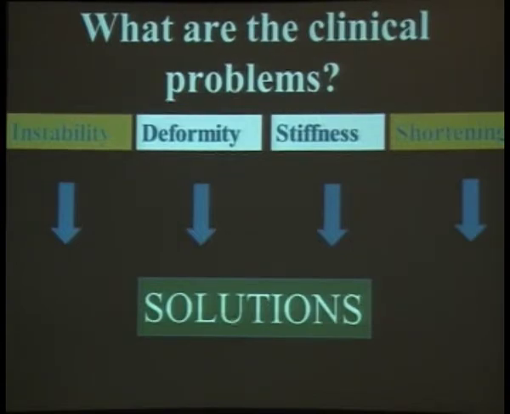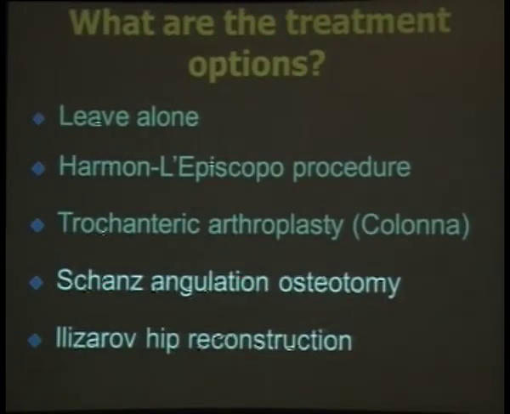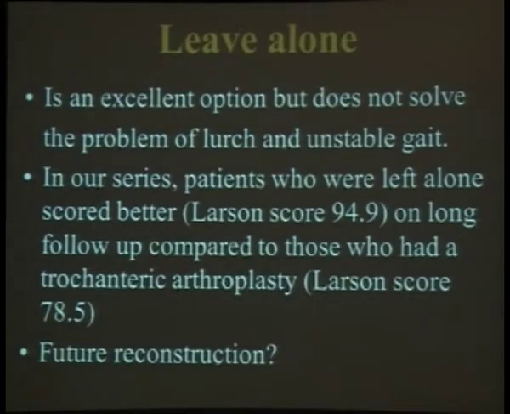Now what are the solutions in these cases? When we talk about group 2, an unstable hip, you have problems of instability and shortening. They are highlighted here, and let's see what we can do for these cases. So what are our treatment options? We can leave them alone. Faced with the excision arthroplasty type of hip, you could leave it alone. You could do one of the trochanteroplasties like the Harmon Leviscopo procedure or a columnar type of trochanteric arthroplasty. You can do a Schanz angulation osteotomy, or you could do Ilizarov hip reconstruction. Leave alone is an excellent option, but it does not solve the problem of lurch and unstable gait.